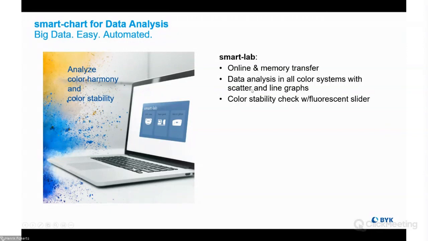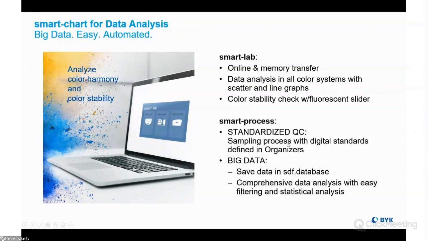Smart Lab offers a lot of data analysis options with all color systems, and a lot of graphs are available. I will show you later. And as you know, our Spectro 2 guide instrument, that is for solid color, is more or less three instruments in one. It measures color, it measures gloss, and it detects fluorescent components inside the coating. This is nice for color stability check.